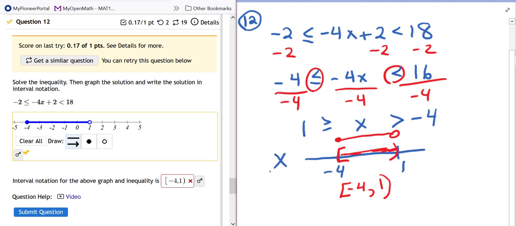So this is wrong. What I should have had, I have the right order, but this should have been the parentheses, and this should have been the bracket. So turning it around messed me up too. We did this right, but I put the endpoints on the wrong one. So the equals was with the 1, and this one gets the parentheses. So this one is your open circle, this one is your closed circle, and your interval notation should have been -4 to 1.